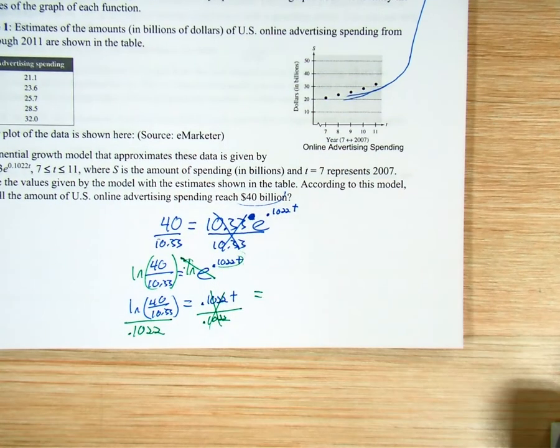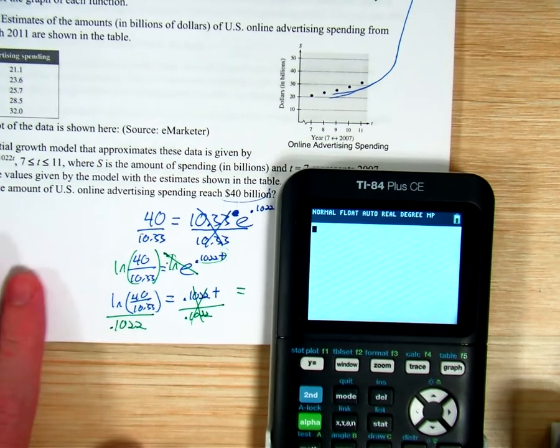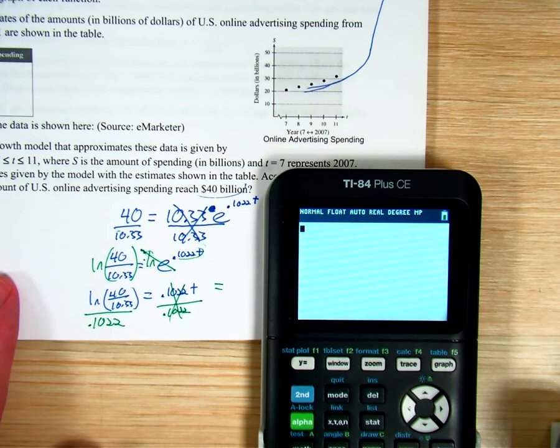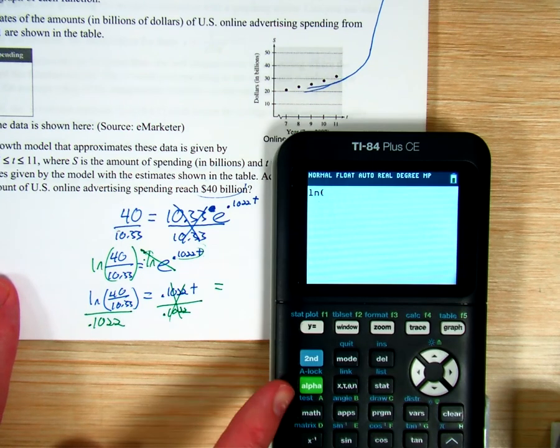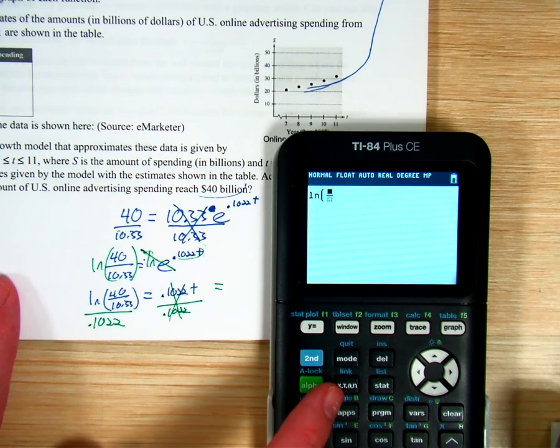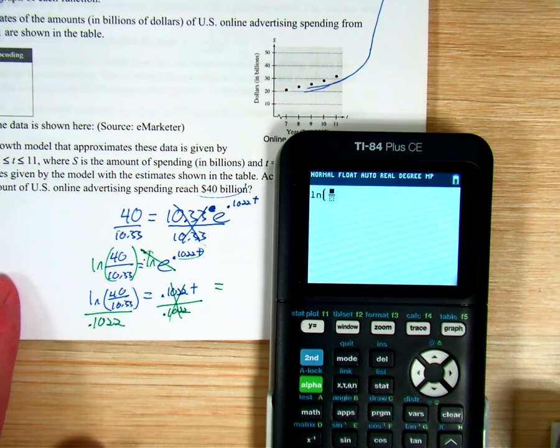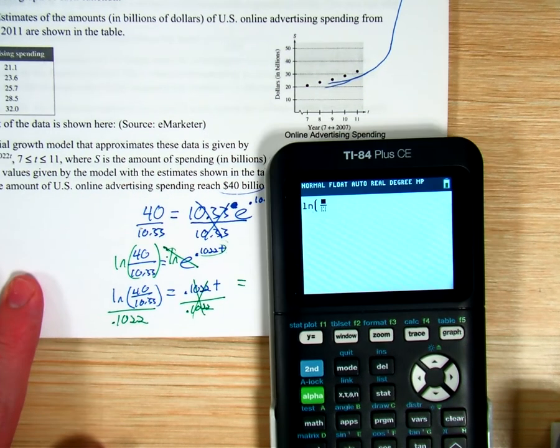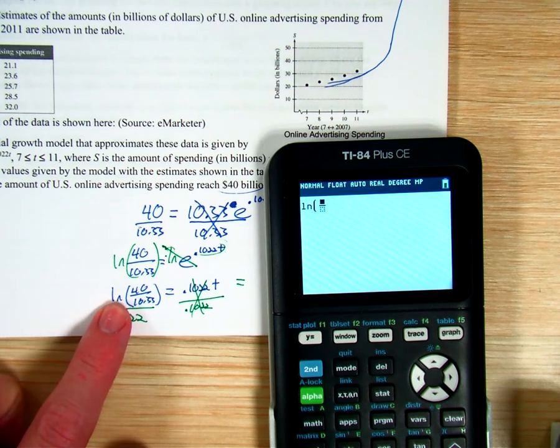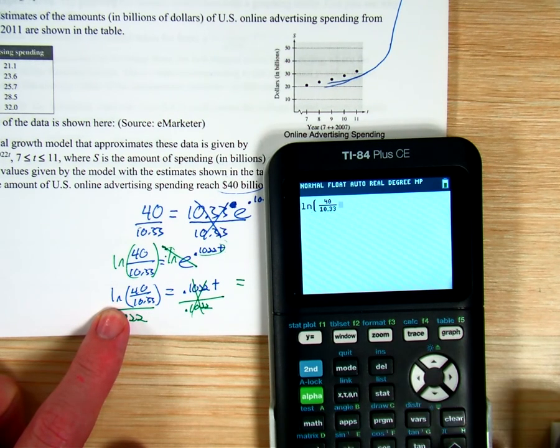And now we're going to carefully type this in. Alright, so natural log of... Now someone else showed me an even shorter way. What was it? Is it alpha this one? It is. Instead of going alpha y equals first option, if you just do alpha and then the variable button, it just jumps right to your fraction bar. That's crazy. Okay, 40 over 10.33, bump it out, close it.